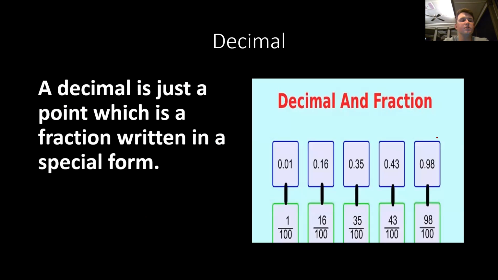Decimal. A decimal is just a point, which is a fraction written in a special form. So you can see these fractions down here at the bottom are converted into decimals right here. Draw arrows to them. You can see that that is just a fraction written in a different way. So please pause the video to get this key vocabulary term down along with the definition.